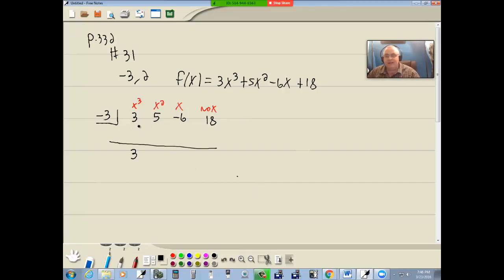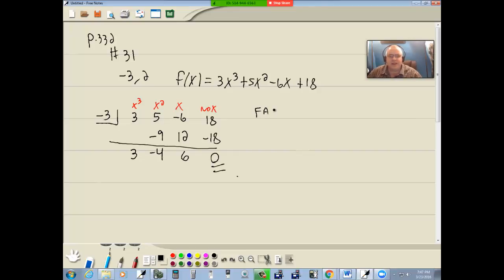Now we'll add, multiply. You always multiply the number in the box by the number you put down here. Negative 3 times 3 is negative 9. Add. 5 and negative 9 is negative 4. Multiply. Negative 3 times negative 4 is 12. Add. Negative 6 plus 12 is 6. Multiply. Negative 3 times 6 is negative 18. Add. 18 minus 18 is 0.